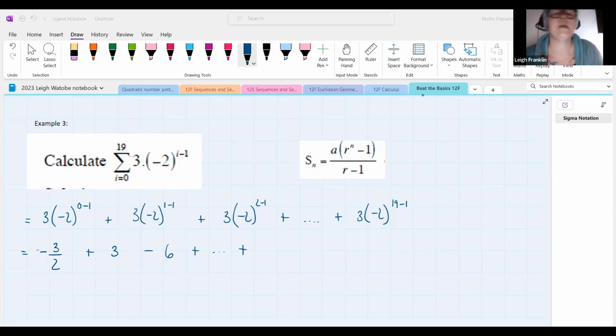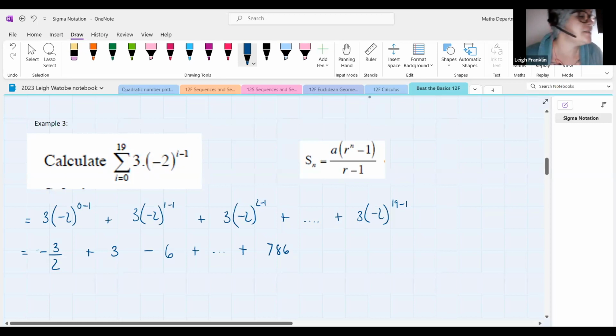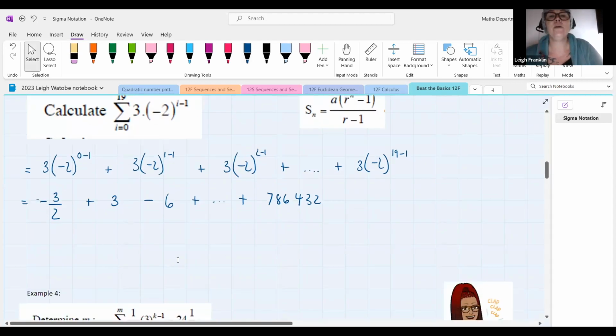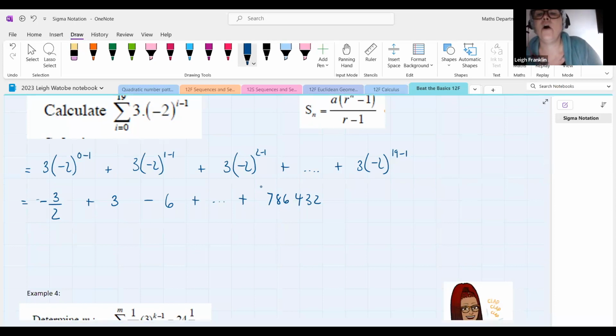That is a big number. Yes, I'm getting the same thing. So 7, 8, 6, 4, 3, 2. So when we look at these numbers, we can clearly see there is not a constant difference. How are we going to work out the value of r, the constant ratio? What do we do to calculate r?